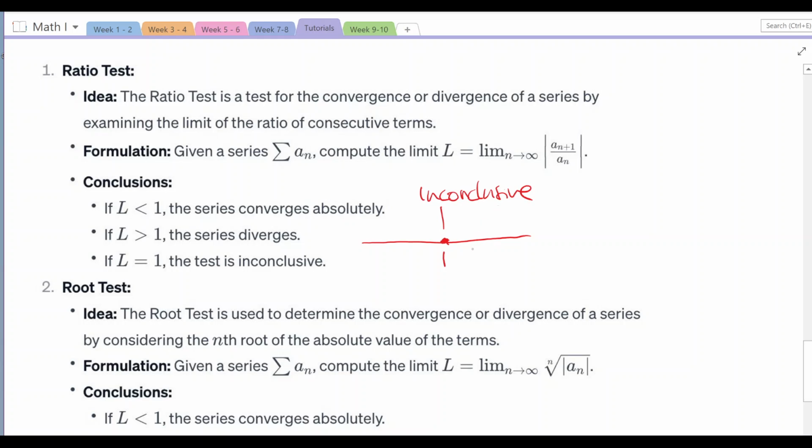And then if it is along this area, then it will be greater than 1, and it will diverge. This is the area where the value diverges, and in this area the value will converge.